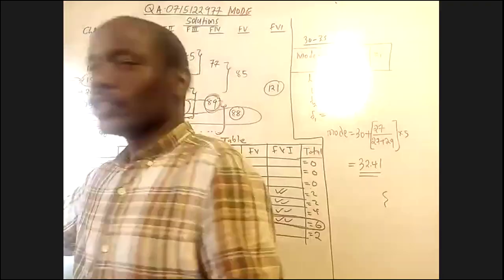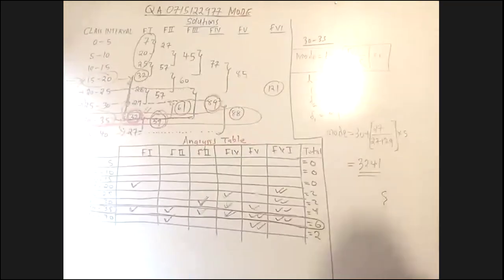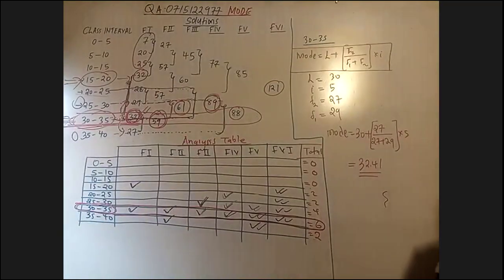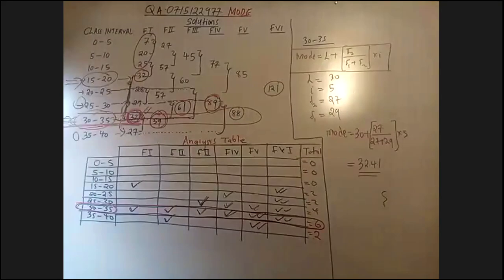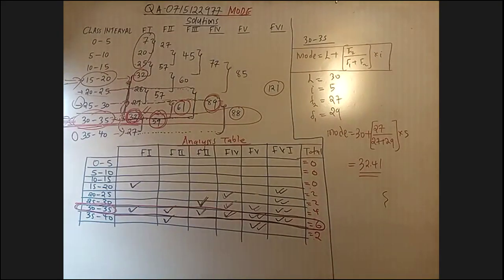Now, we can shift. Remember, we are still under the measure of central tendency. So we remain with the harmonic mean and geometric mean. Let us start with the harmonic mean, then we finish with the geometric mean. So that is all about mode class.